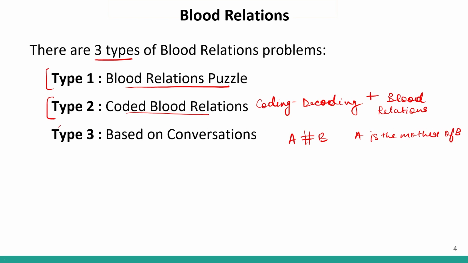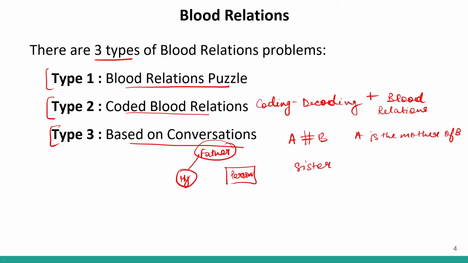Then we have type 3. Type 3 is based on conversations. What do you mean by that? For example, I say that this person is my father's daughter. So that person will be my sister, correct? This is the daughter of my father, so my father's daughter will be my sister. These kinds of relationships that you have to find out based on conversations are your third type of question. We will understand all these three types of questions in a little detail in a little while.